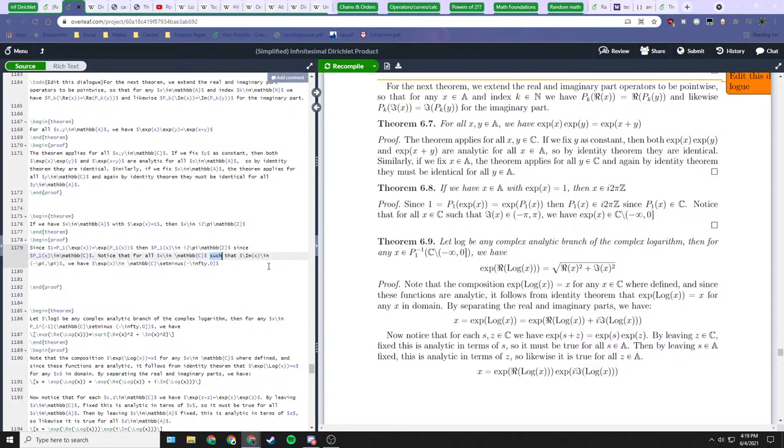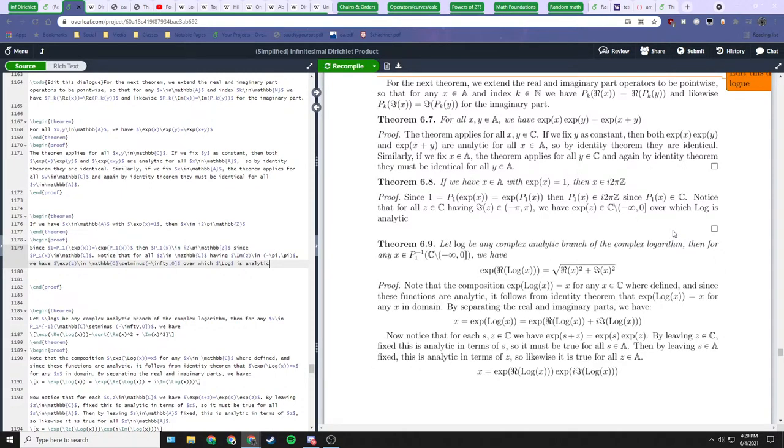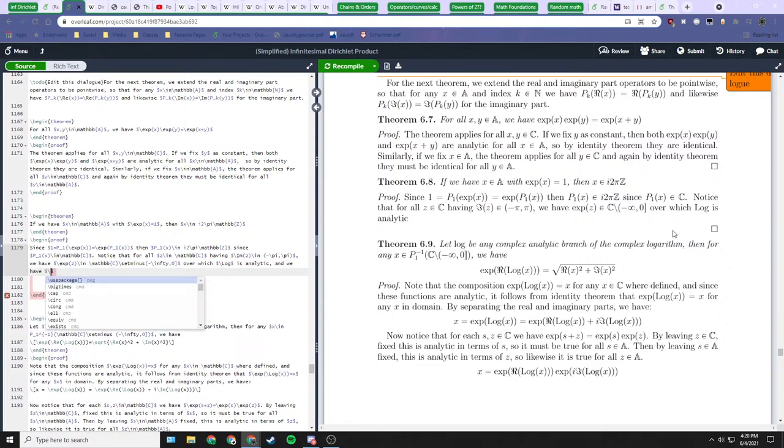let's specify that, let's do z, use a different variable. For all z complex numbers having the imaginary part between minus pi and pi, we have exp of z being in this set over which log is analytic. And we have log of exp z equaling z.